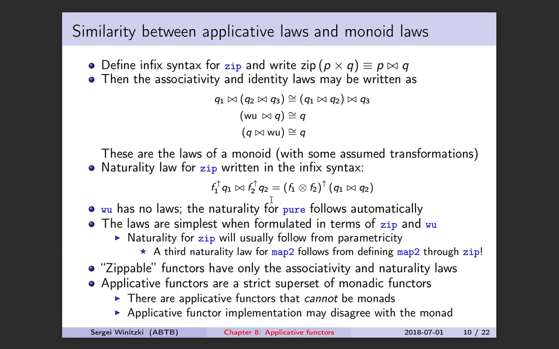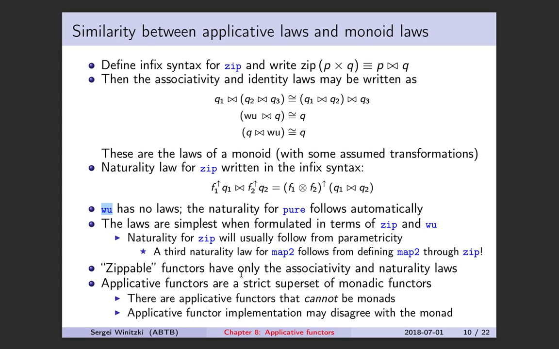Naturality law and these laws are the laws of the monoid, the laws of the applicative. The wrapped unit by itself has no laws, and this is the simplest formulation of the laws of the applicative. I show that there is a third naturality law for map2 that follows automatically if we define map2 through zip. We missed that law when we formulated the laws for map2, starting from monad laws intuitively.